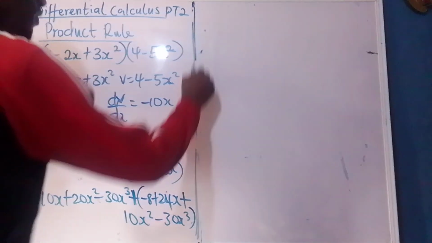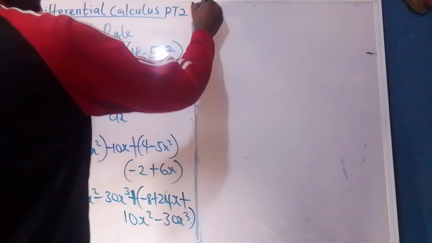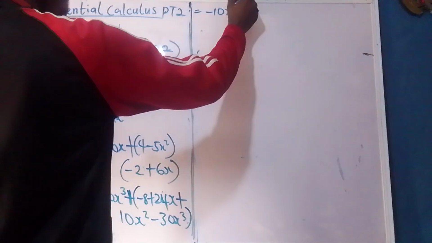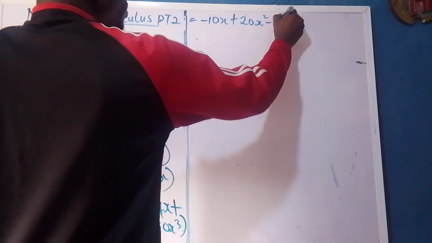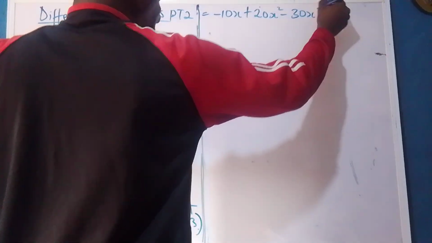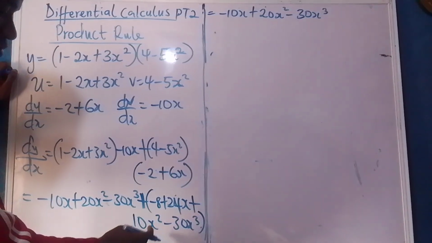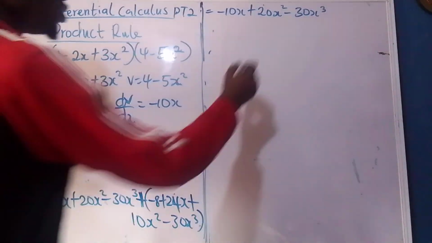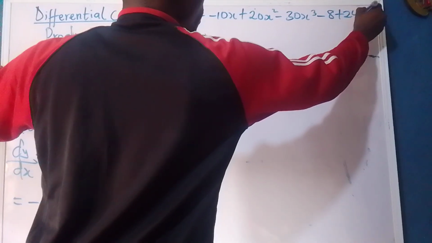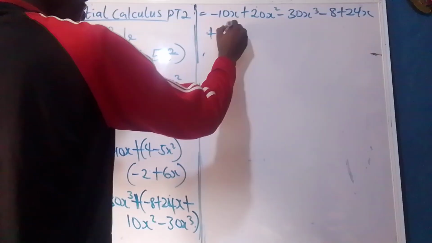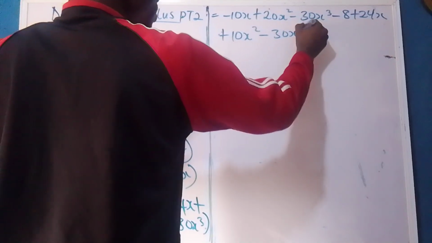So you can further simplify it like we have here. So minus 10x plus 20x squared minus 30x cubed. And you open up this bracket here. There is no common terms here. You open it up. Minus 8 plus 24x plus 10x squared minus 30x cubed.